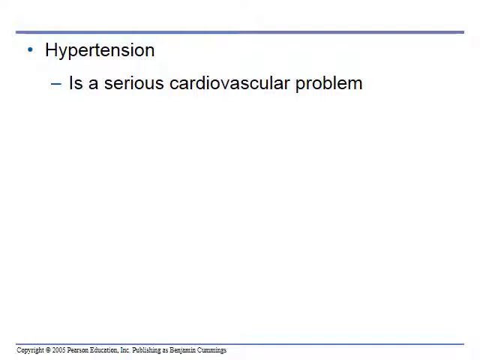Hypertension can be a serious cardiovascular problem. You don't want to be above 140 on the top end or 90 on the bottom end. So you want something like 120 over 70, which is a typical adult blood pressure.